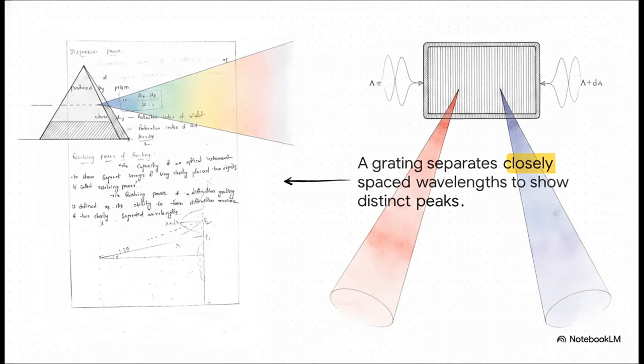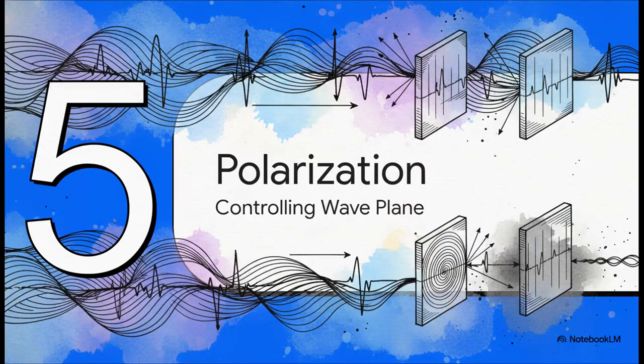A standard prism or a single slit would just blur them together into one useless spot. But a high-quality grating successfully forms distinct, totally separate diffraction maxima for each wavelength. Because the peaks are so razor-sharp, we can easily distinguish the two different colors, which is literally the entire basis of modern optical spectrometry.